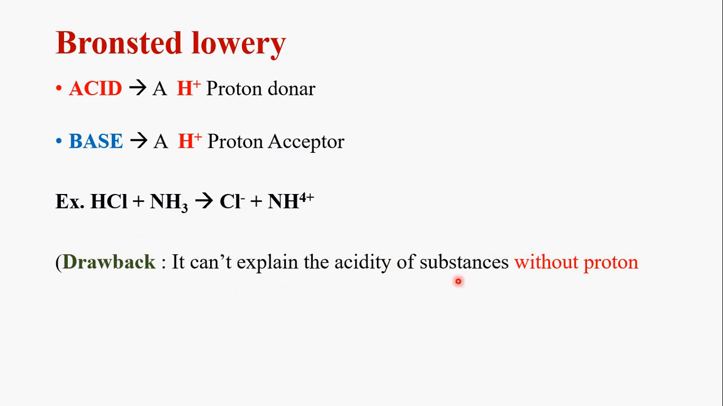But it cannot explain the acidity of a substance without a proton. मतलब जिसमें proton है ही नहीं तो proton donate कैसे होगा? तो proton अगर donate नहीं होगा तो वो acid कैसे होगा? So यहाँ पर Bronsted-Lowry जो है fail हुए to explain the acidity of BF3 and AlCl3. इन दोनों में ही proton नहीं, but they are acids.